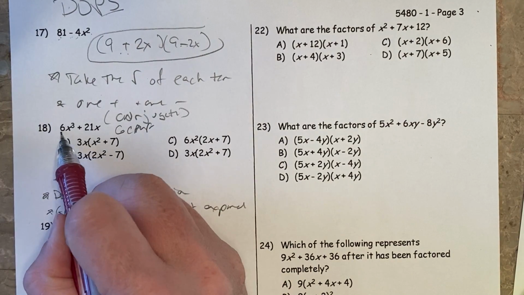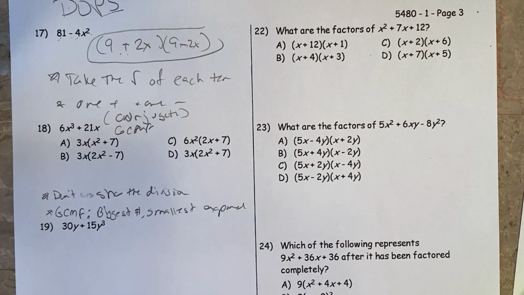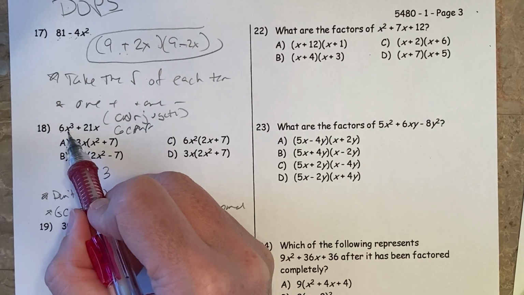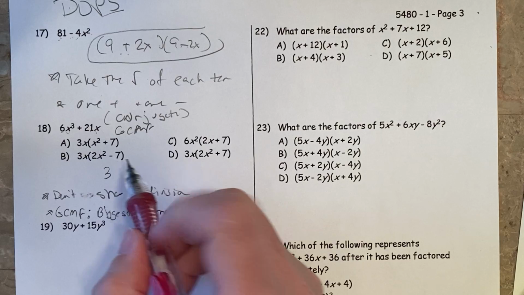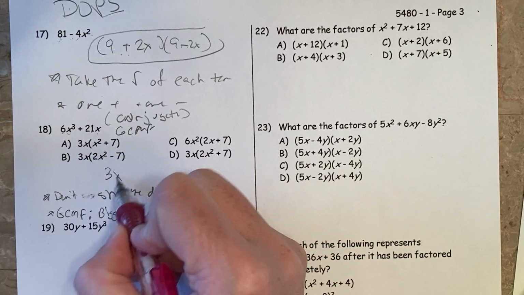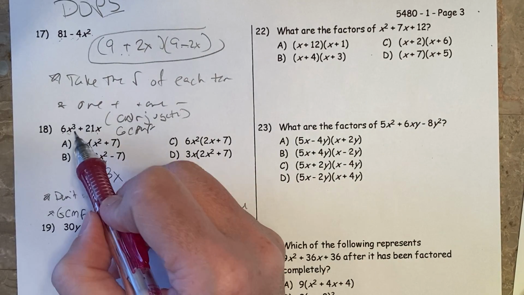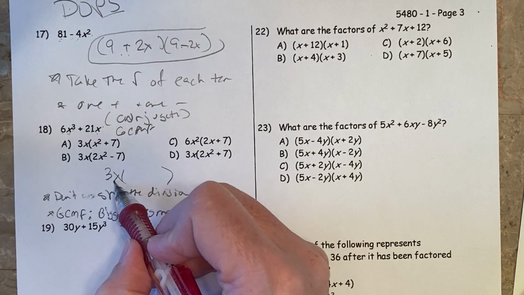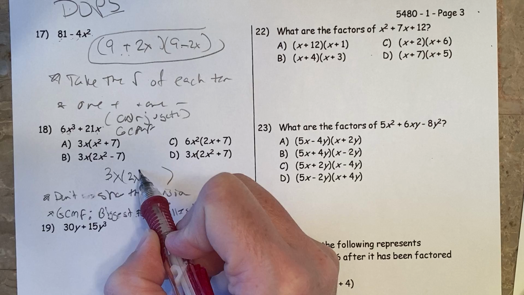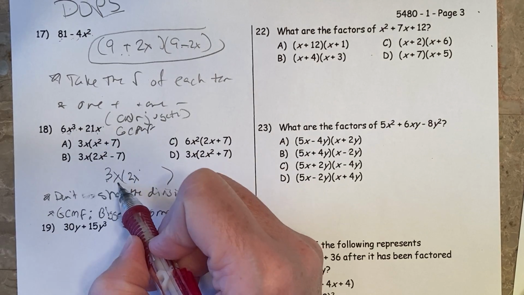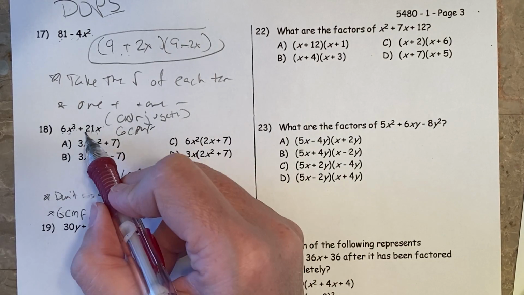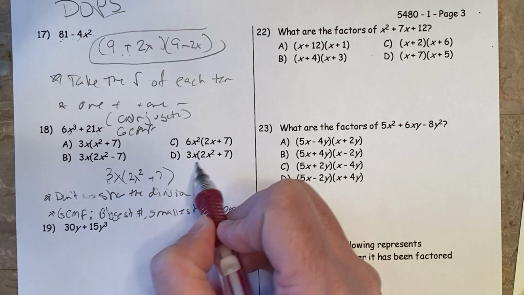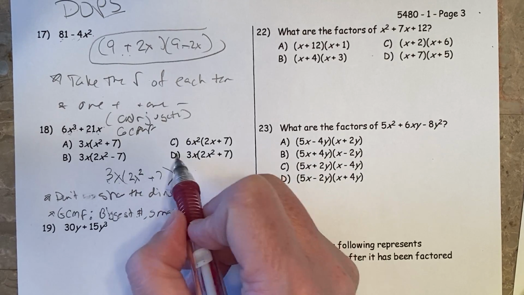All right, 6 and 21. Greatest common factor, 3. x to the third and x. How many x's do they have in common? How many pairs can you make? That would be x. So the biggest number, smallest exponent. So what's smaller, 3 or 1? 1, and that's why I chose that. So 6x to the third divided by 3x would be 2x squared, and 21x divided by 3x would be 7. So that is choice D.